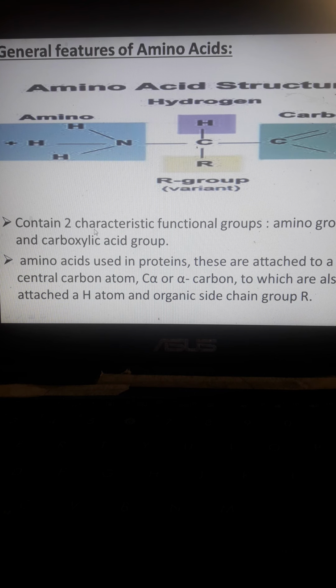Okay, contain two characteristic functional groups. We have the amino group and carboxylic group. And amino acids used in proteins, these are attached to alpha carbon. Okay, central carbon atom. This one is the alpha carbon atom, to which the hydrogen is attached, and organic side chain is also attached. Okay, so usually naming depends upon the R group. So later, if you want to draw, just always remember the general structure. Kung masapos mo lang siya, kung face to face, so you have to draw. Kung hindi, we have to analyze.